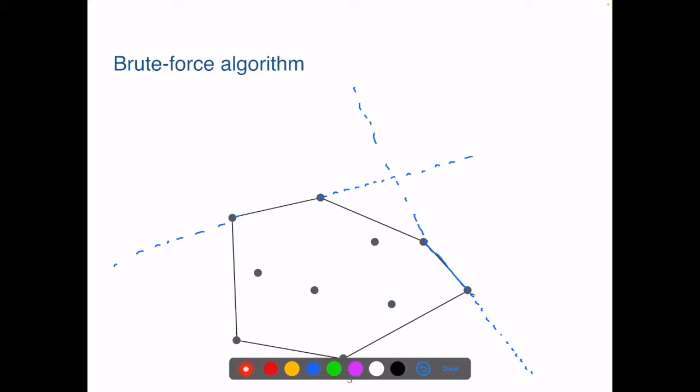So first, we need to enumerate all possible lines that connect two points. We have n points in this graph, so we'll have n times n minus 1 lines that connect two different points. Then we look at each line and see for the other n minus 2 points in this graph, are they on the same side of the extension of this particular line? If that's the case, we say this line is on the ConvexHull. So the overall complexity of this brute force algorithm is big O of n cubed. This is a polynomial time algorithm, so not bad at all. But for sure, we can do better than this.